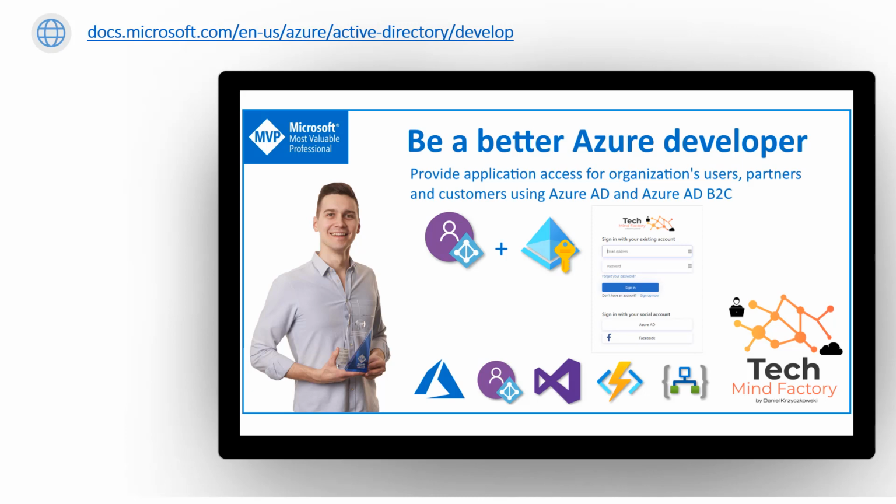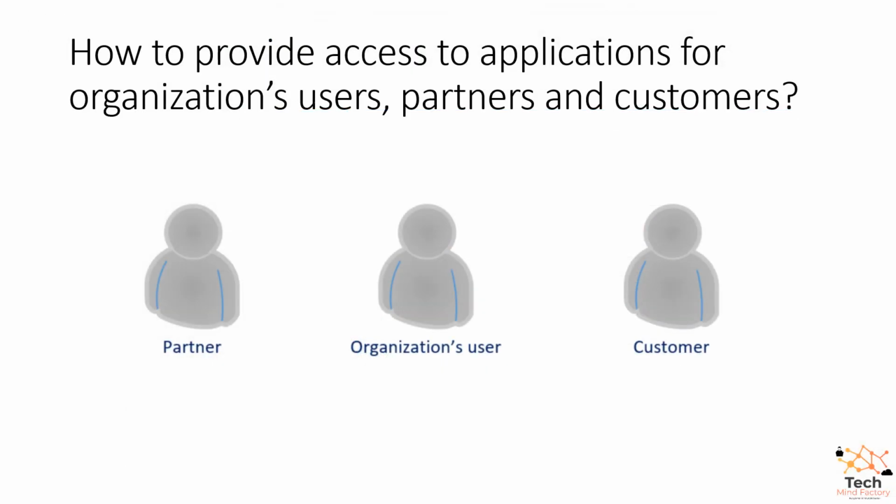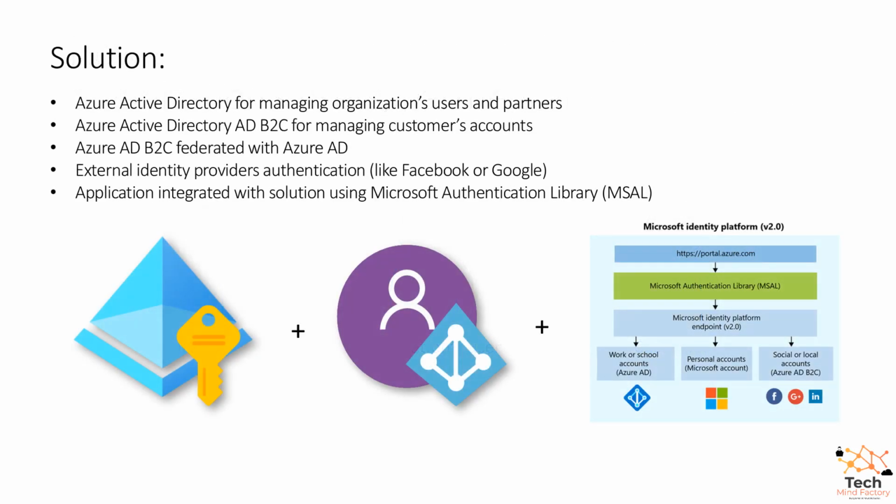So let's jump in. The question is how to provide access to applications for organizations' users, partners, and customers. You can imagine that providing access only for internal users in the organization is quite easy. But what about the access for applications where we would like to provide access for different types of users? Not only organizations' users, but also partners and customers. In this case, we can use identity services available in the Azure cloud to configure such a setup. So let's look at this slide.